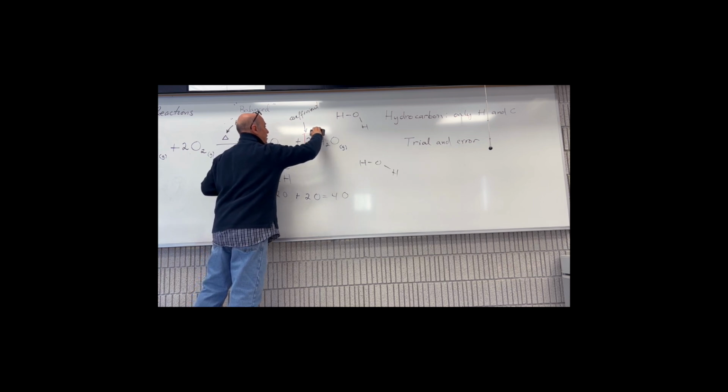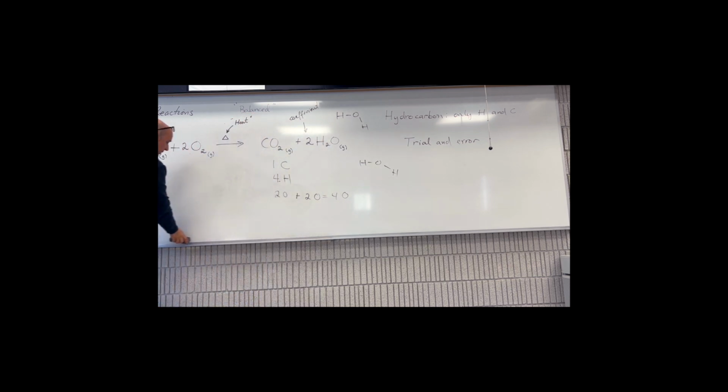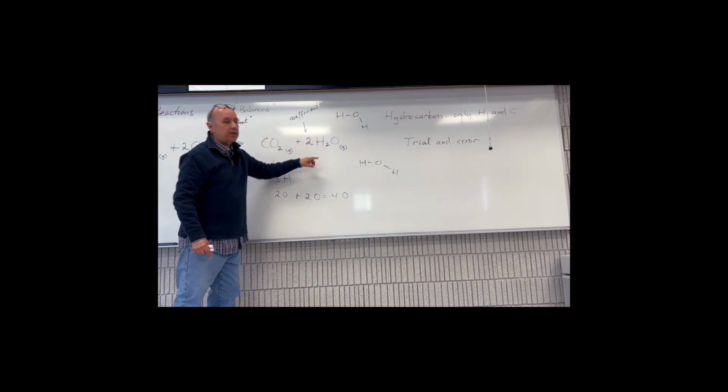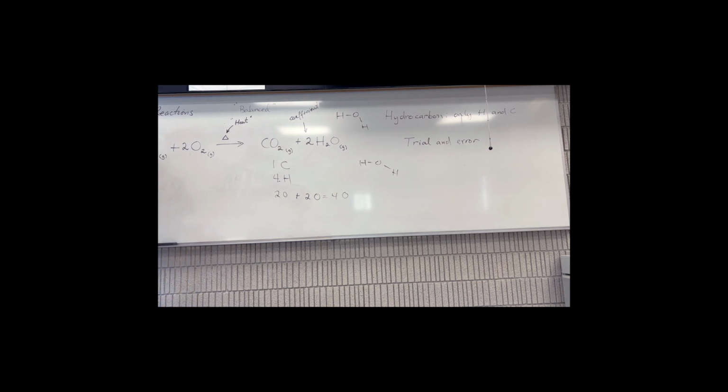And what we say at the end of the process is the following, and this is important. We are saying that to burn methane, you need 1 mole of methane for every 2 moles of oxygen, which are going to produce 1 mole of carbon dioxide and 2 moles of water. And that's exact.